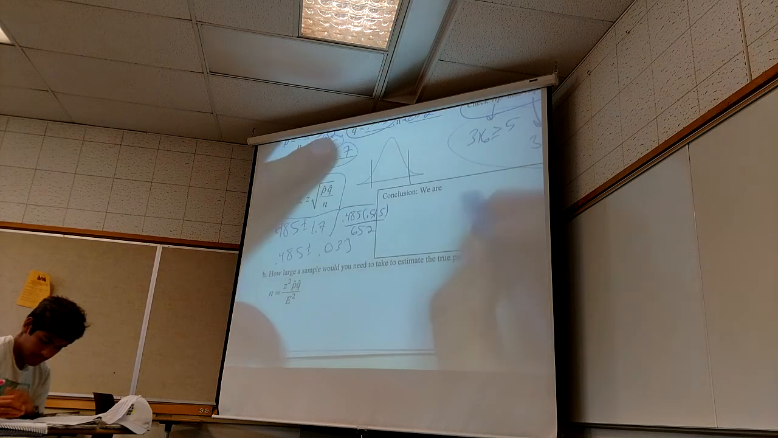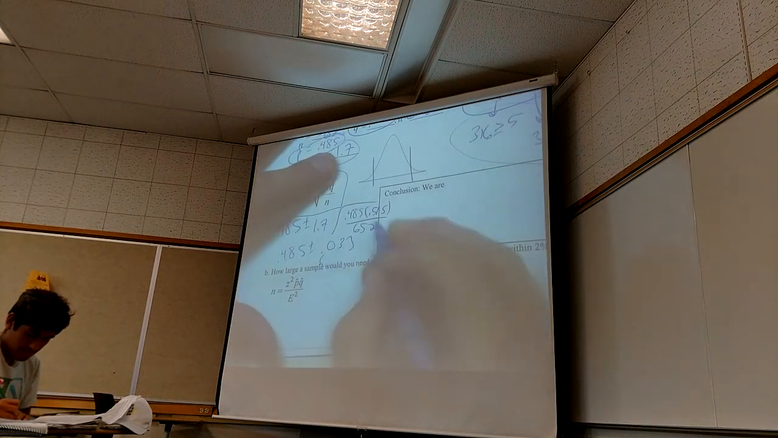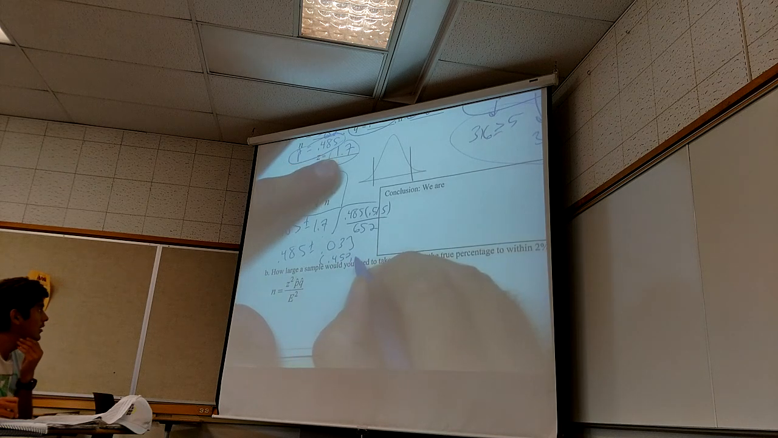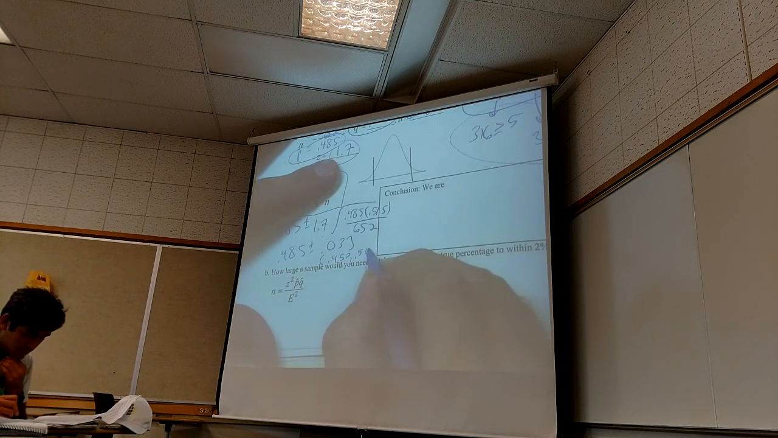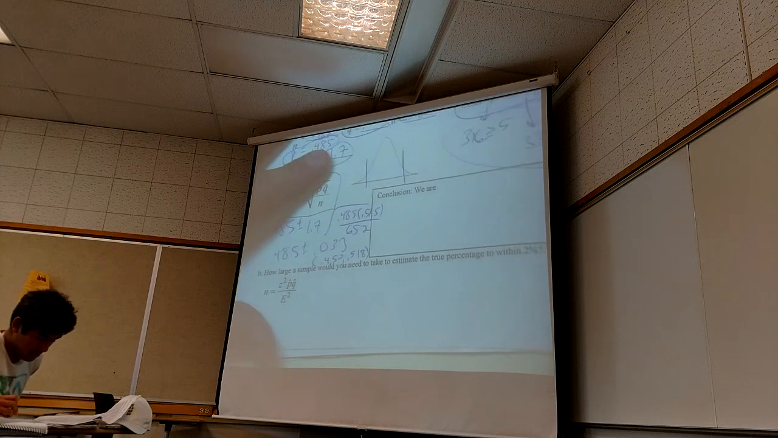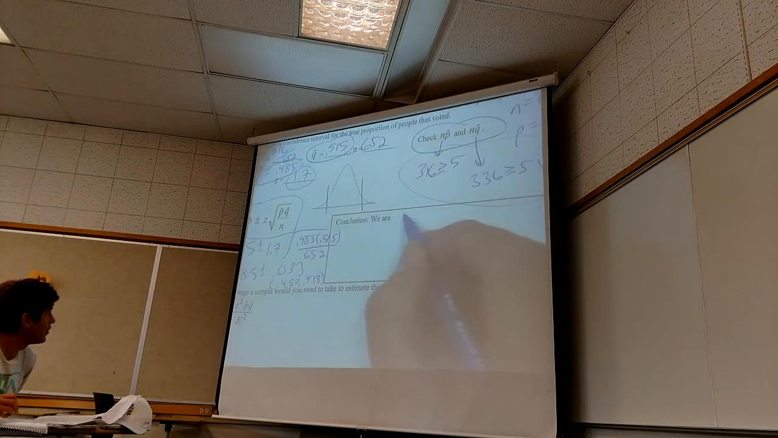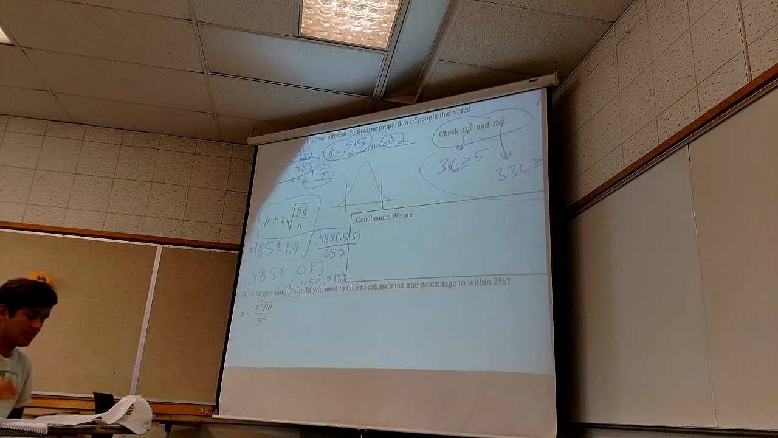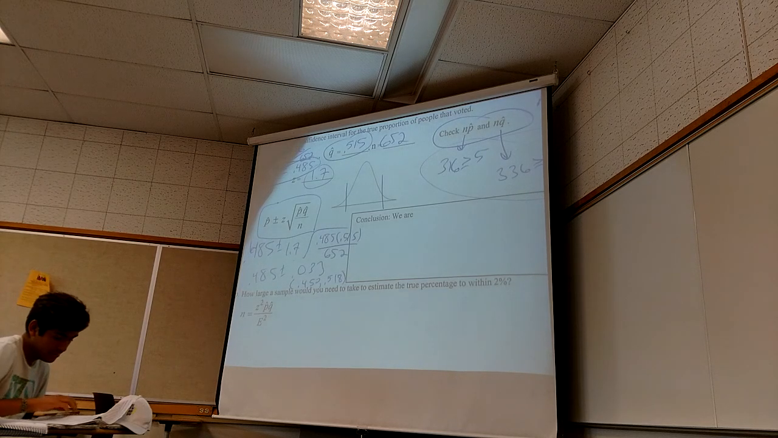Let's see, what do we get? 0.52, 1.7, yeah. 0.518. Wait, I got 0.451. You get to round it.